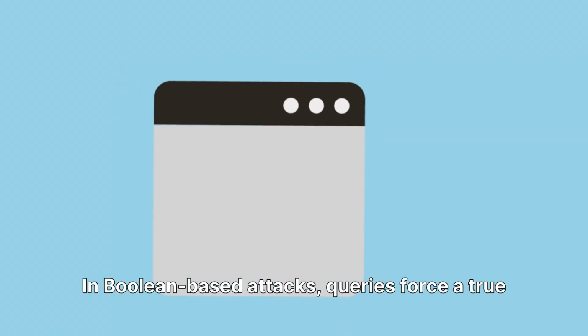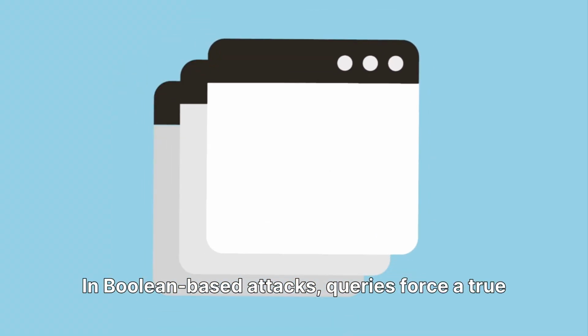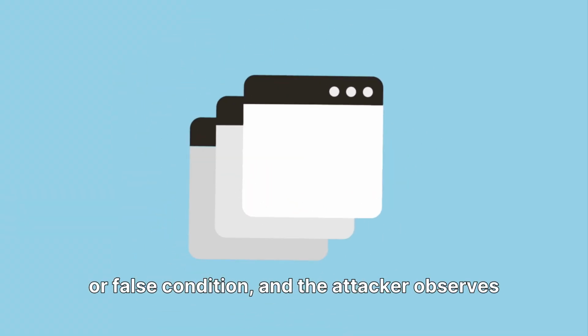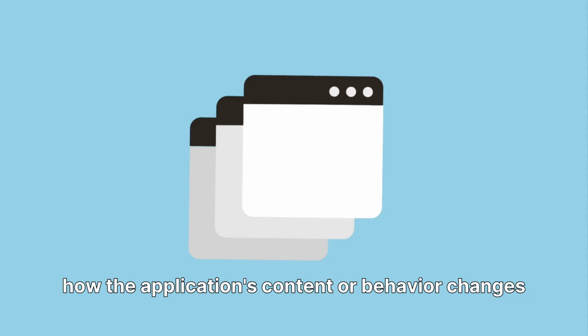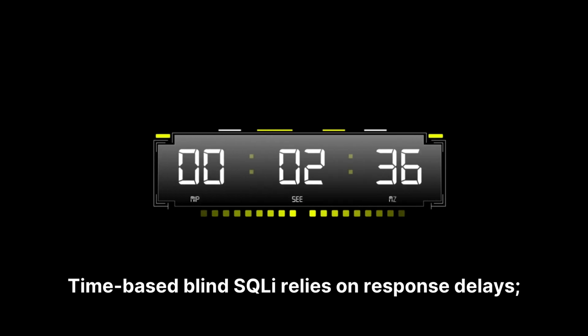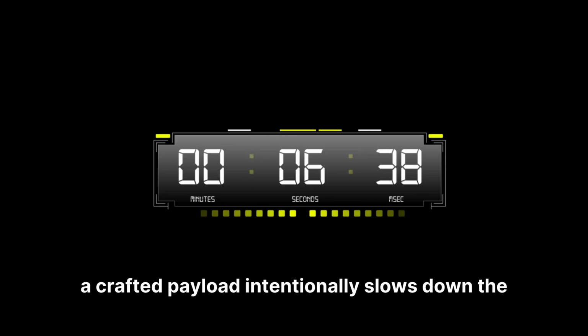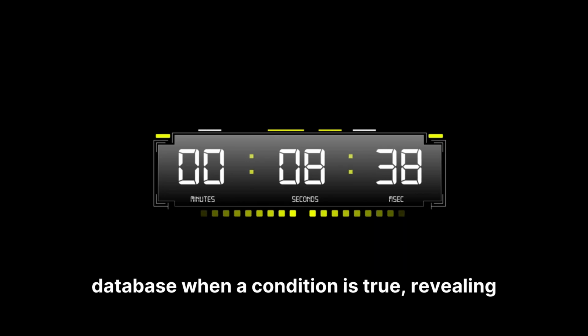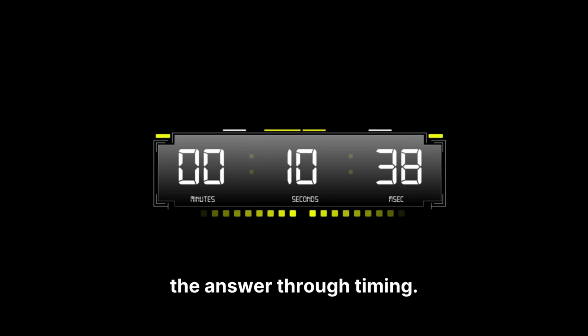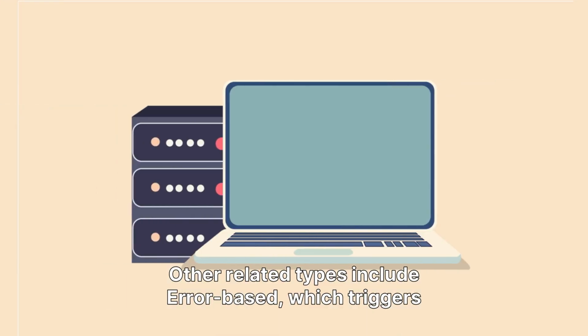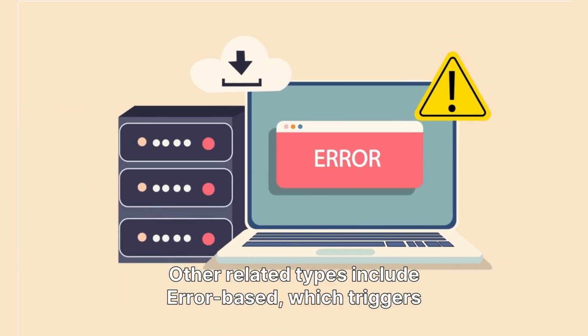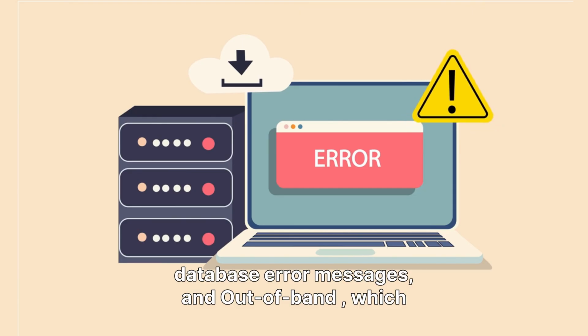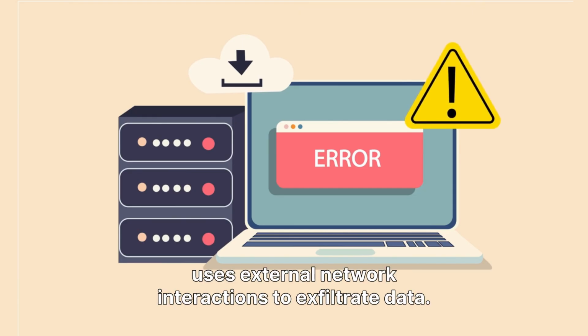In Boolean-based attacks, queries force a true or false condition, and the attacker observes how the application's content or behavior changes in response. Time-based blind SQLi relies on response delays. A crafted payload intentionally slows down the database when a condition is true, revealing the answer through timing. Other related types include error-based, which triggers database error messages, and out-of-band, which uses external network interactions to exfiltrate data.